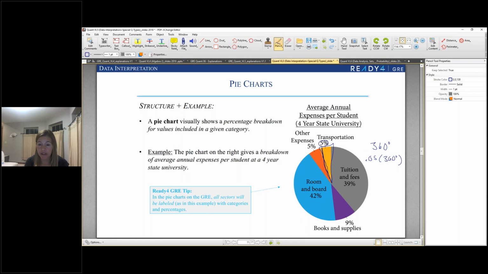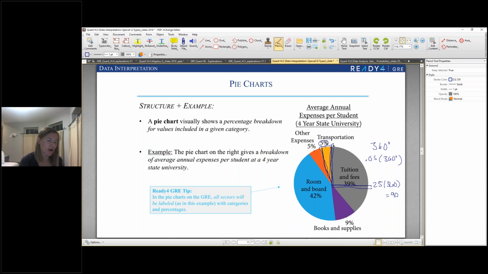Just like it won't surprise you that if we take 25% of 360, it gives us 90, right? A quarter of the circle is a 90-degree angle. Okay? So that's how we go back and forth.